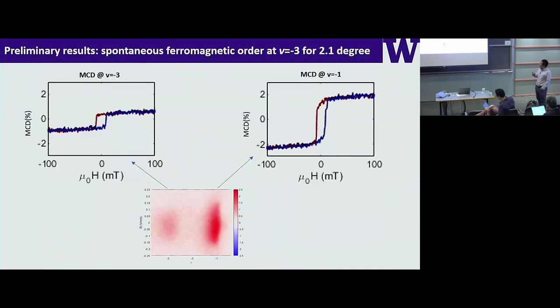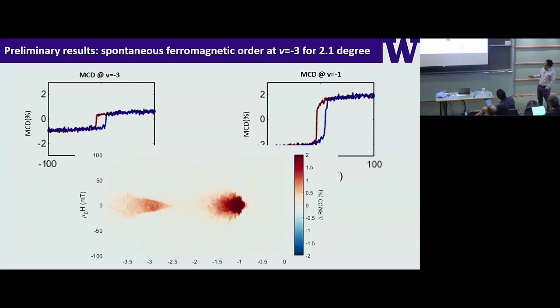So we can further confirm this magnetism by looking at the hysteresis. On the right-hand side, we measure MCD as a function of magnetic field. You see a clear hysteresis, and the same thing can be done at -3. You see a clear hysteresis. So there's no doubt, I think, there's ferromagnetism at filling factor -3 for the twist angle of 2.1 degrees.